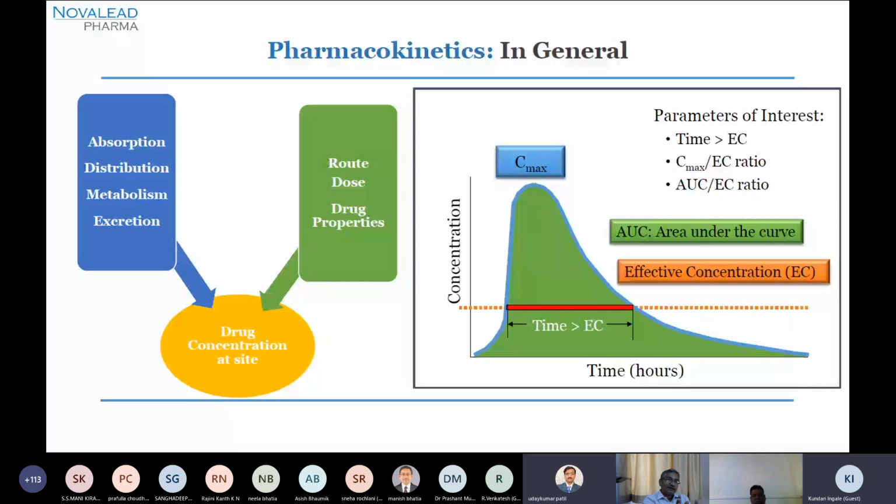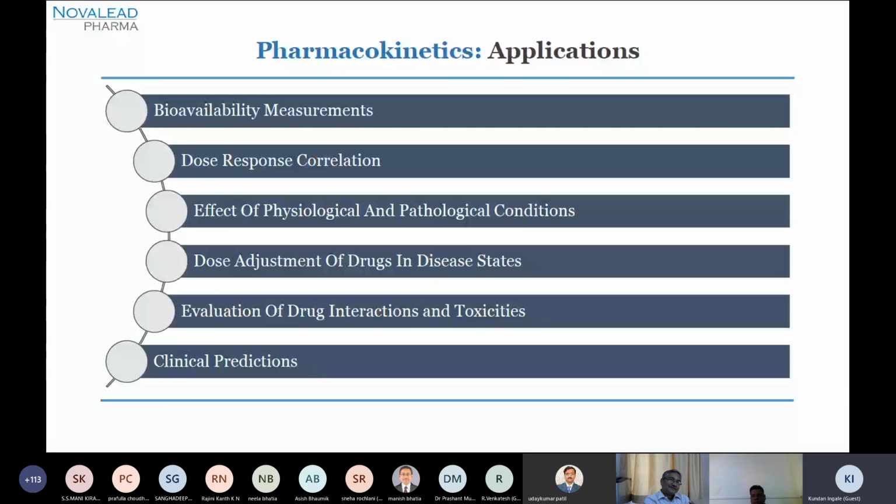Now, this is a preliminary for our understanding of what the pharmacokinetic applications are. As we saw, you can measure the bioavailability. You can also plot a dose-response correlation: as the dose increases, is there any increase in the response? What is the effect of physiological and pathological conditions? We all know the different parameters that affect the ADME properties. So if a patient has a disease, then the PK profile would be altered.